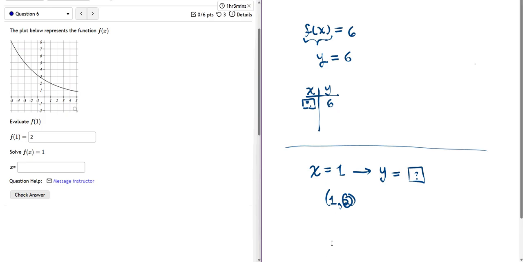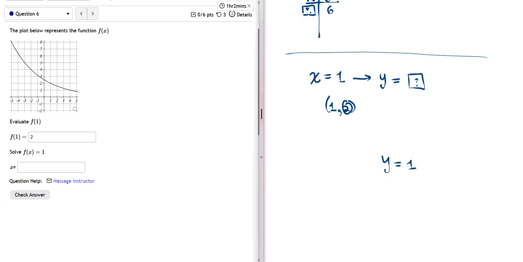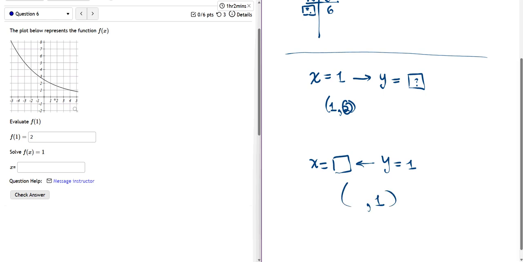The second part is where we have to say that y is equal to 1. So then what is the x value that would be paired with that? So going onto the graph where y equals 1, what is the x value? So here's where y equals 1. So I'm going to follow that over to the drawn graph and see that the point right there has the coordinates 4, 1. So that's the answer for the second part.